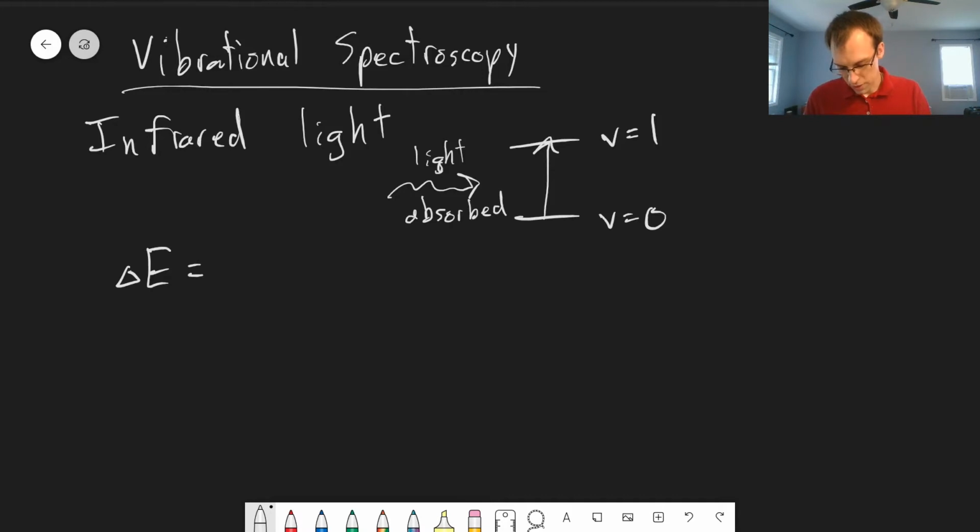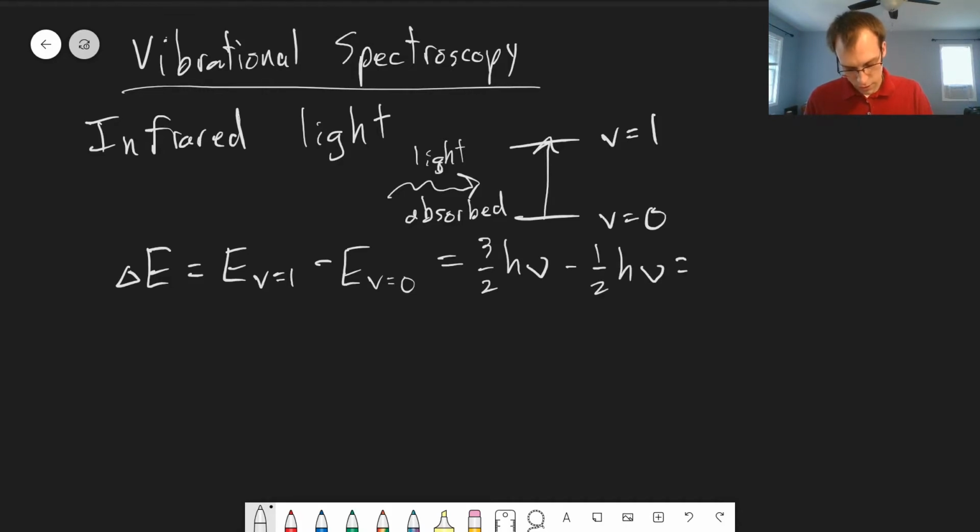So we can take the difference in energy for V equals 1 minus energy for V equals 0. So that's 3/2 h nu minus 1/2 h nu. And so our energy difference is h nu, and it always will be. So these levels are evenly spaced for an exactly harmonic oscillator. For anharmonic cases, of course, it doesn't work out to be exactly this value. And so what we'll see is that this difference in energy is the energy of the light that will cause this promotion of our molecule from the lowest energy vibrational state to the next highest energy vibrational state.